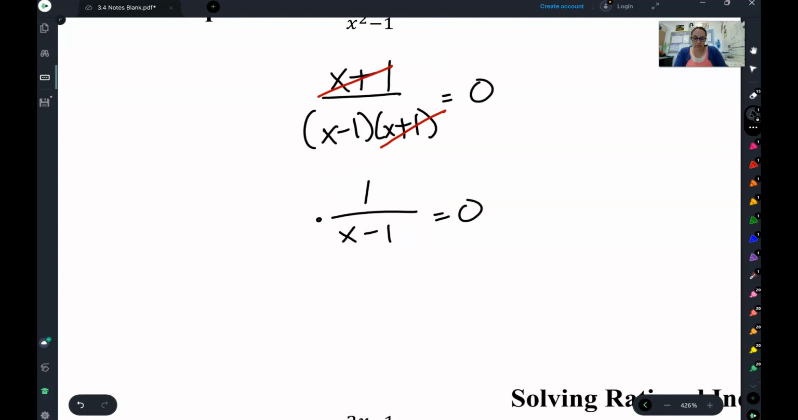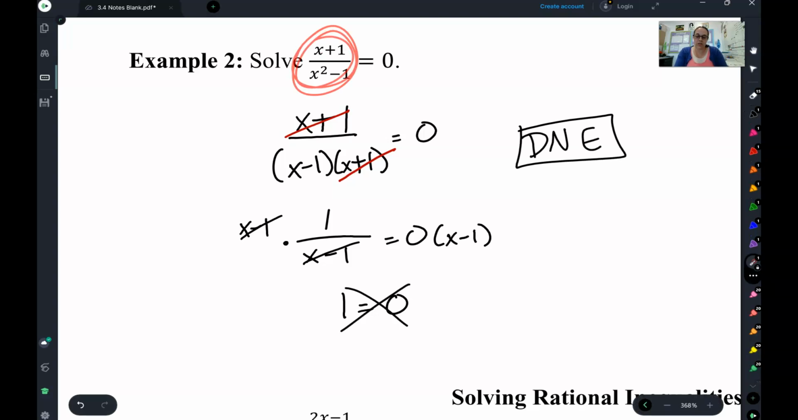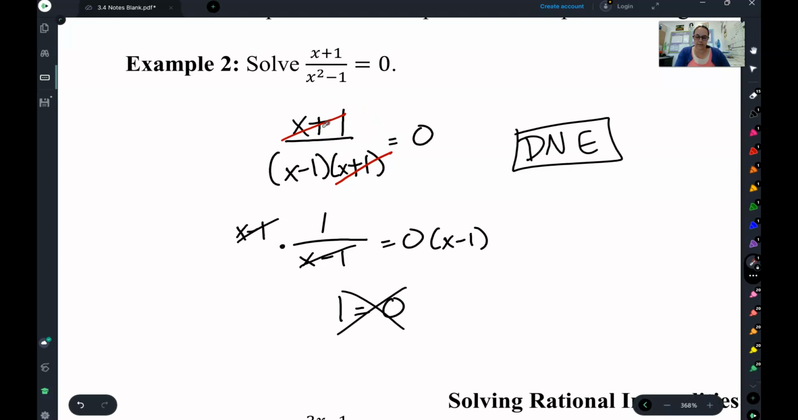Now, if I try to solve this by multiplying both sides by my denominator, that goes away. 0 times anything is 0, and I end up with this, which you should say pretty quickly doesn't make any sense. 1 does not equal 0, which means this problem is actually a DNE, meaning this equation will never cross at 0. They'll never intersect each other. Because where they would is actually a hole, which doesn't exist.